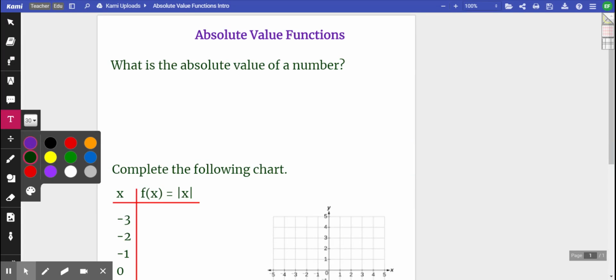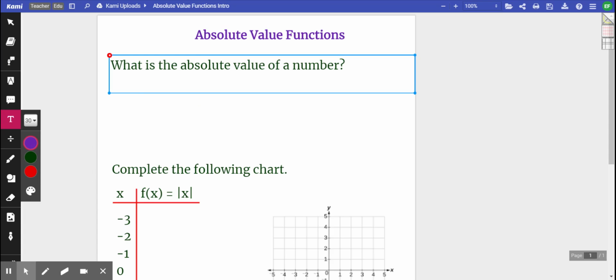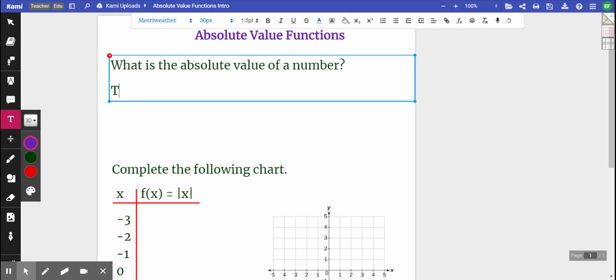Hello again, everyone. Today's video is all about absolute value functions. So let's start off with more basic knowledge of what is the absolute value of a number, right? If I ask you to take the absolute value, let's say, of 5, what does that even mean? Well, absolute value is the distance that a number is away from 0.